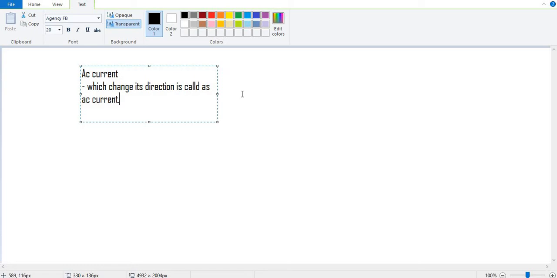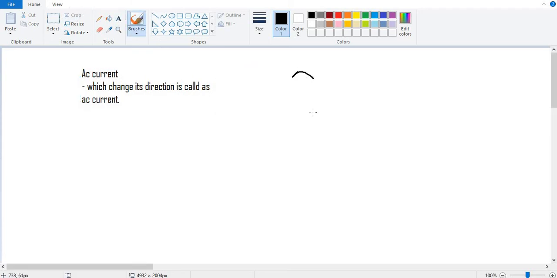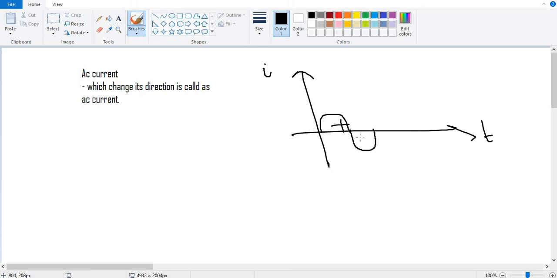So we will see one more example. We'll see the diagram of this. So what will be the diagram for this? In the DC current, what happens? This is the I and this is the T. In DC current, it will be only positive like this, and all will be positive. But in AC current, it should go to negative also. So here positive, here negative, again positive, again negative. It will continue like this.